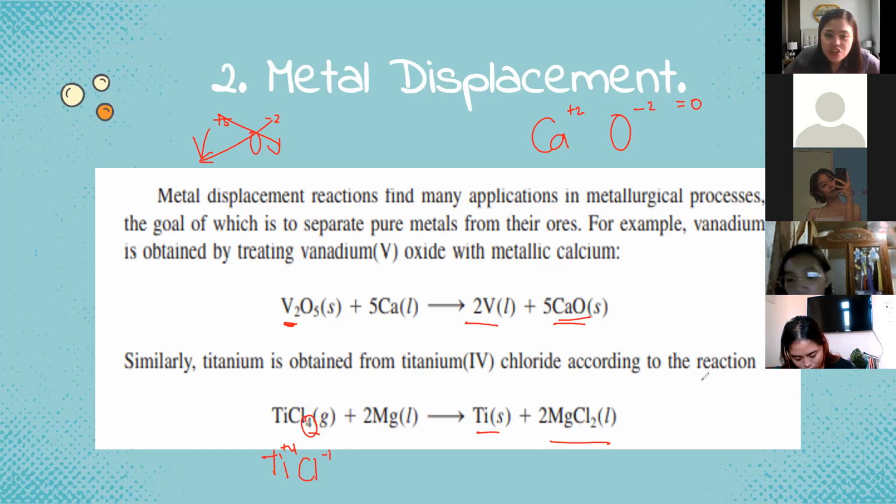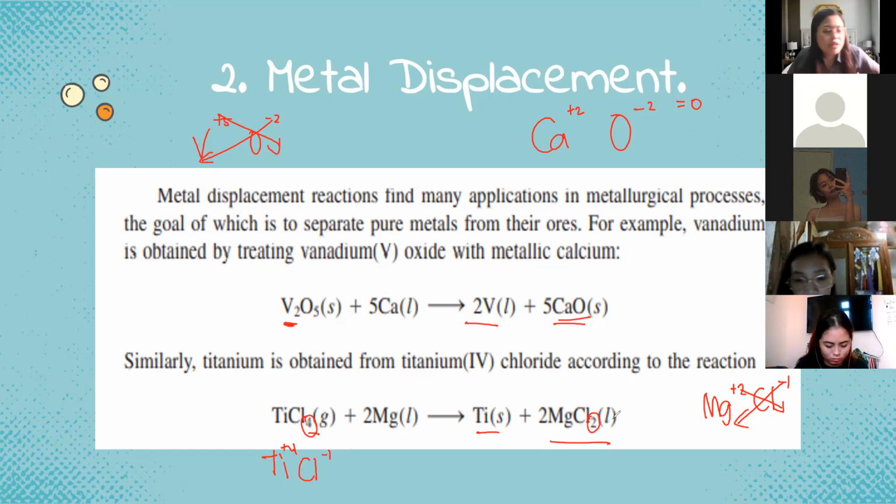Pag na-replace na ni magnesium si titanium, since magnesium belongs to group 2A, magiging positive 2 siya, and then chlorine is still negative 1. So kaya 2 lang yung subscript ni chloride here for the magnesium chloride. Now all you need to do is to balance the equation. So the balanced equation here is 1 molecule of titanium(IV) chloride reacting with 2 molecules of magnesium, and that will result in the displacement of titanium. Tapos meron ka dyang magnesium chloride.